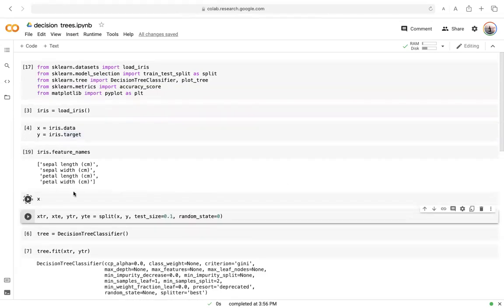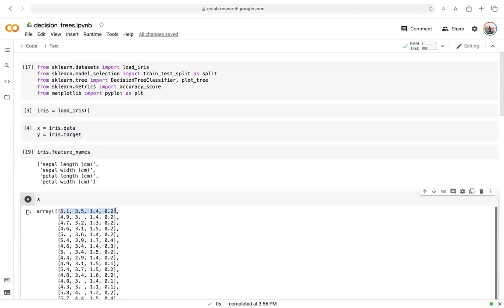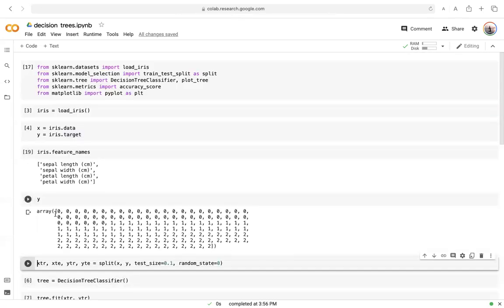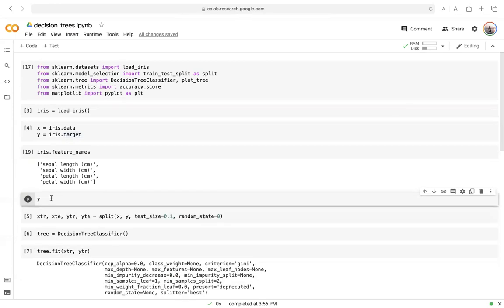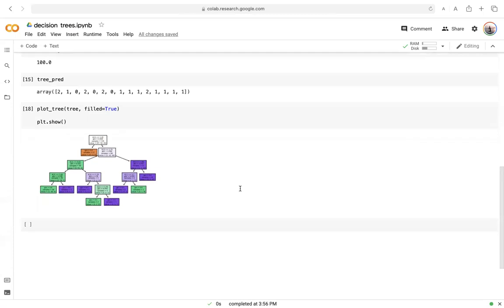See, your x contains 4 values. So every row contains 4 elements. What are the elements? The sepal length is the first one, the sepal width is the second, petal length is the third, and the petal width is the fourth. For all these 4, there will be a related y. For 5.1 sepal length, 3.5 sepal width, 1.4 petal length, 0.2 petal width, there is a value called 0. 0 means Setosa, and so on. Clear? Any questions on this?